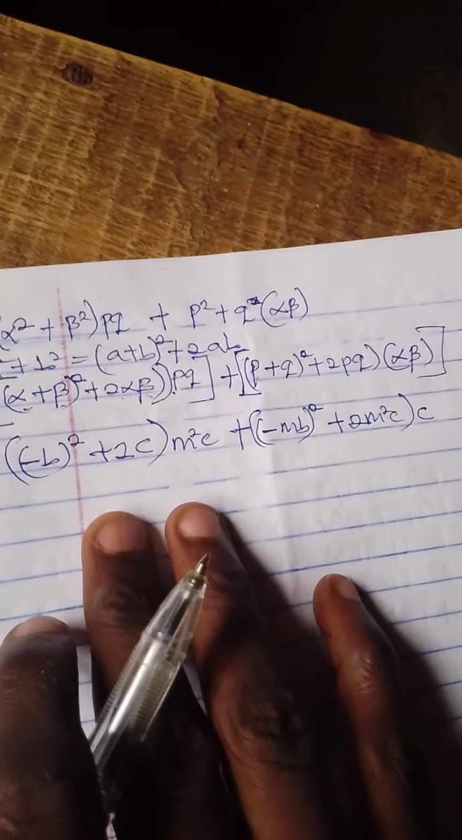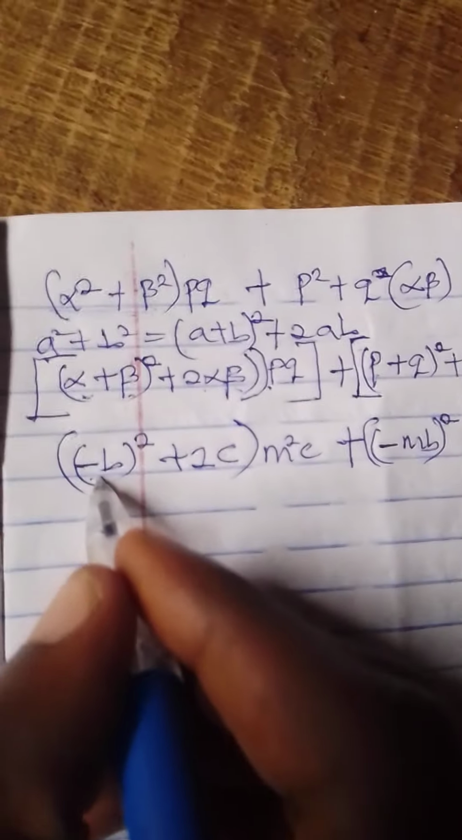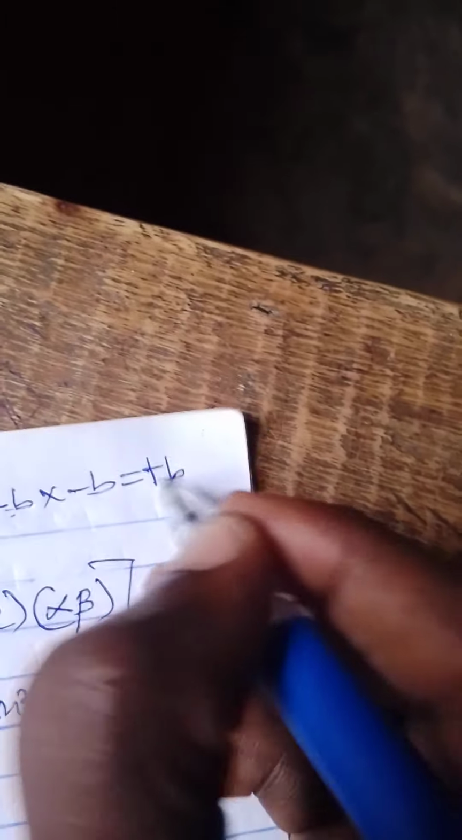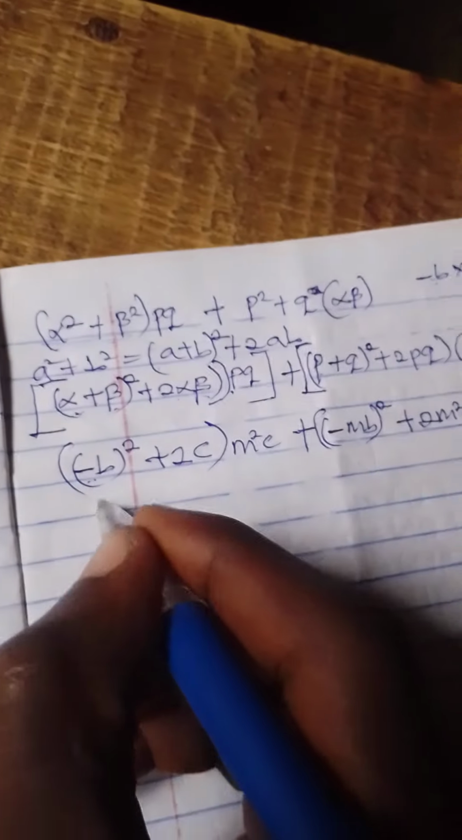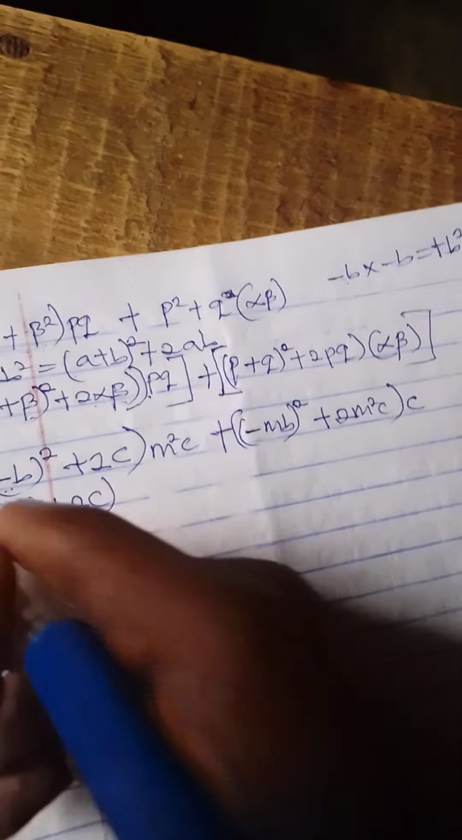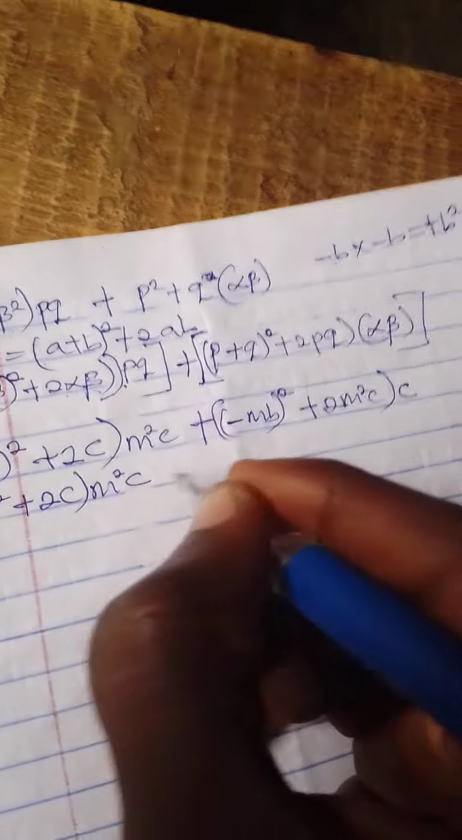Now from there we can simplify it. This alpha minus b square. Minus b square simply means minus b times minus b, and that will give you what? Minus times minus will give you plus, and we have b square. So we can say that this is b square plus 2c. Everything is multiplying m square c.